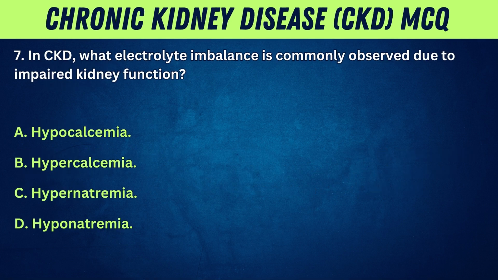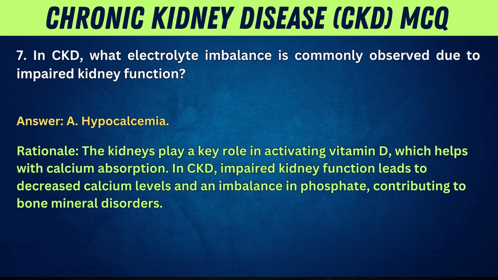7. In CKD, what electrolyte imbalance is commonly observed due to impaired kidney function? A. Hypocalcemia. B. Hypercalcemia. C. Hypernatremia. D. Hyponatremia. Answer: A. Hypocalcemia. Rationale: the kidneys play a key role in activating vitamin D, which helps with calcium absorption. In CKD, impaired kidney function leads to decreased calcium levels and an imbalance in phosphate, contributing to bone mineral disorders.